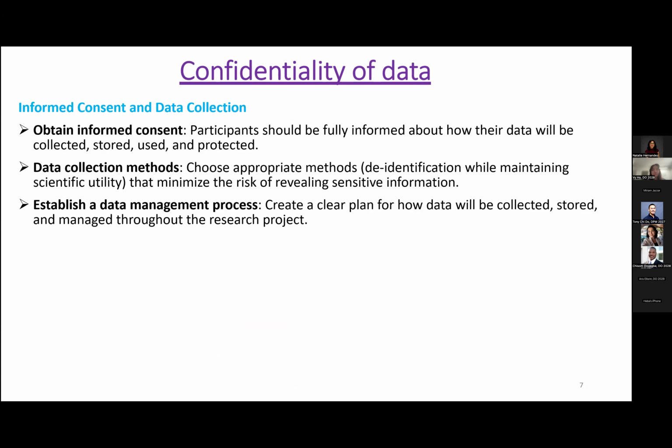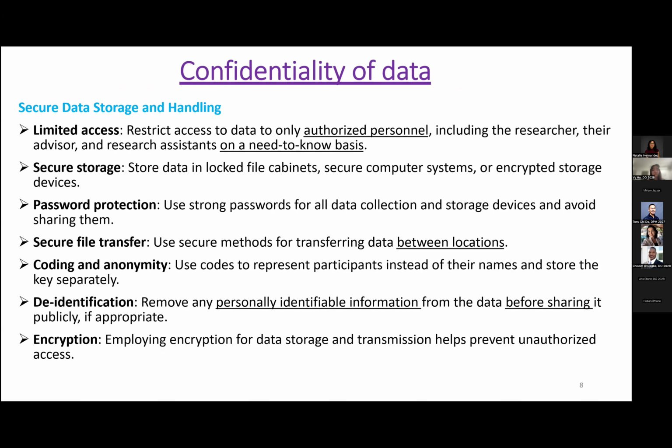So obtain the informed consent. As I discussed earlier, we should obtain fully informed consent. Like you can see here, it's written fully informed, meaning the patient should be informed of each and everything before taking the consent and getting the consent signed by the patient, including how the data will be used. Data collection method: choose an appropriate method and minimize the risk of revealing the data or sensitive information to the community. Establish a data management process, that is, how the data will be collected, where it will be stored, and all these things.